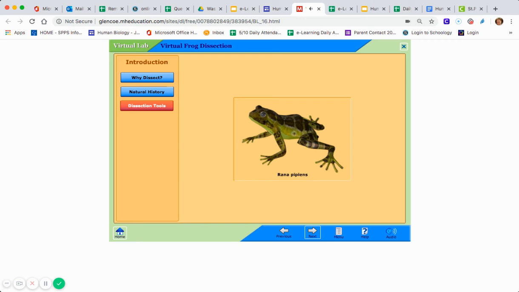For this dissection, we will use a leopard frog, the Rana pipiens. Leopard frogs are common to North America and are about 5 to 13 centimeters in length. They can be found in marshes, meadows, and ponds in Canada and the United States. Leopard frogs are often used for dissection in science classes.